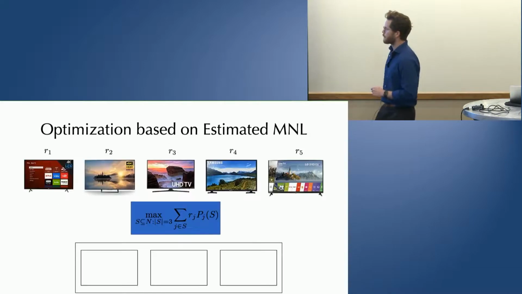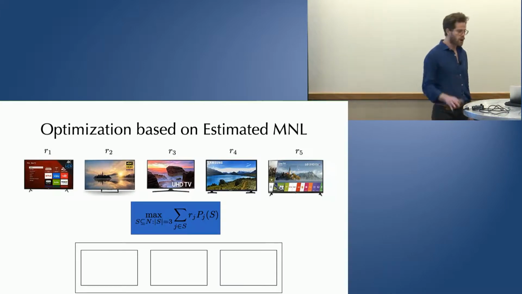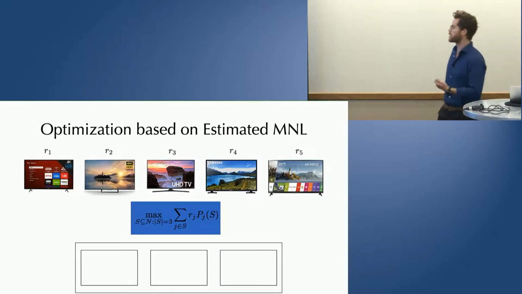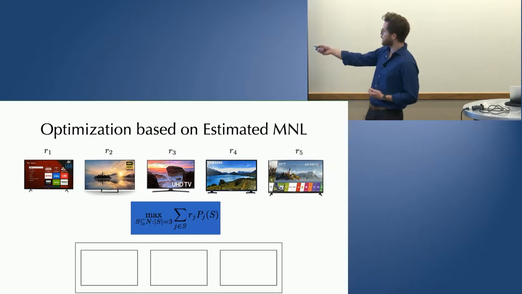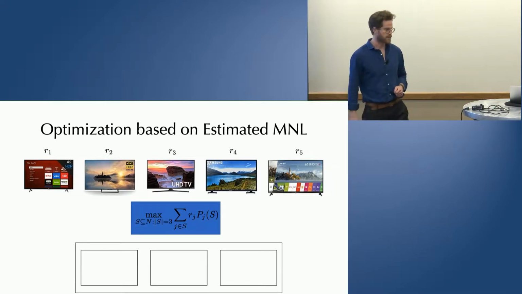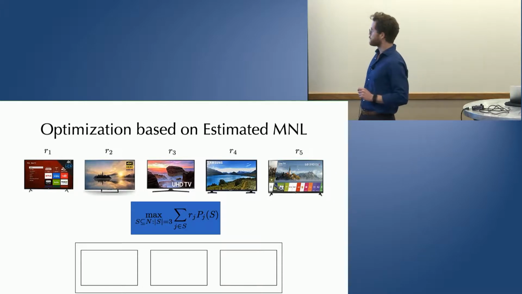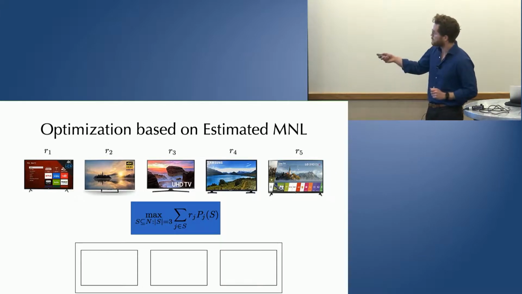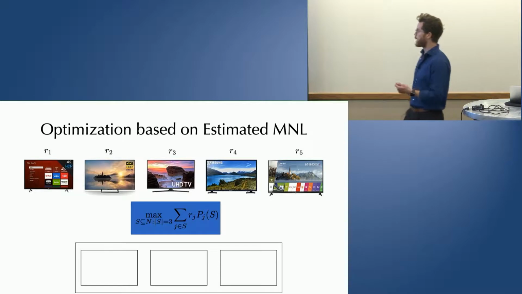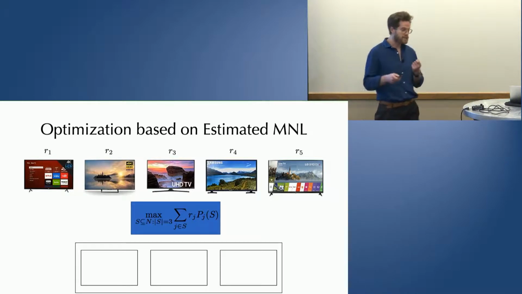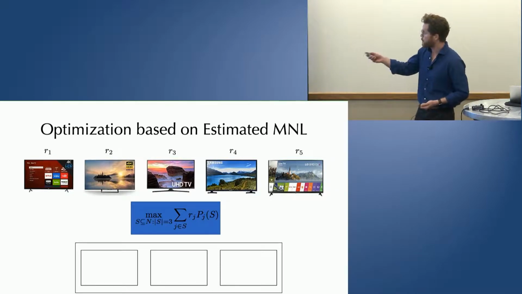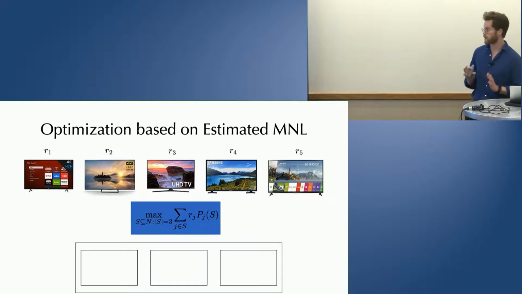So we fit the MNL model. We solve the log likelihood problem. We get the beta coefficients. Now, for any customer, I can compute these purchase probabilities. Now I have to solve the optimization problem. This problem is non-trivial. Why is it non-trivial? Because now my purchase probabilities depend on the assortment I offer. So as I change the assortment, my purchase probabilities change. So I can't just do a sorting.